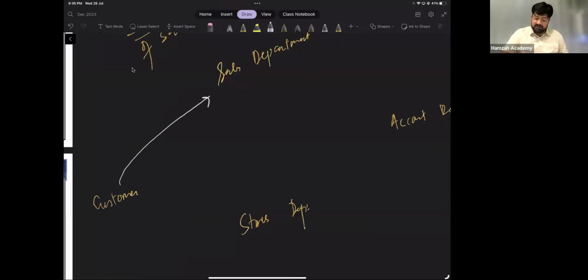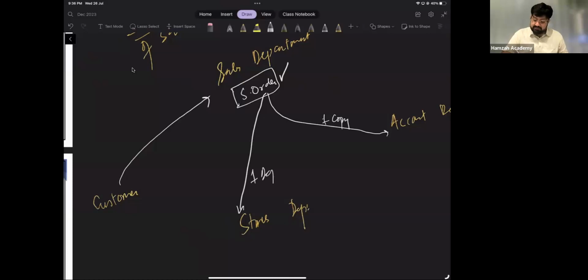See here, the customer comes. So the sales order form is filled, 4 copies. One copy is retained here. This tick mark means one copy is retained at the sales department. One copy is sent here to the accounts department, that this order is received. One copy is sent to the stores department, that this is the order you have to dispatch. And one copy to the customer as confirmation that you have placed this order with us. So 4 copies of sales order.